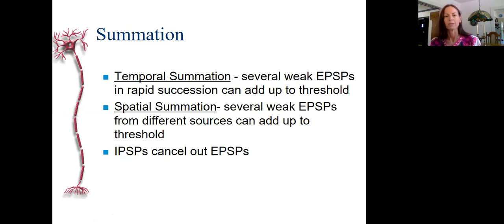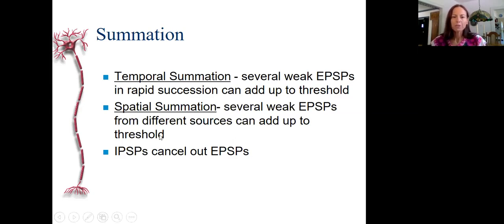And so we have EPSPs and we have IPSPs, right? And it's only EPSPs that are going to take us closer to threshold. IPSPs are going to make us more negative, they're inhibitory, and so they're going to take us further away from threshold. Well, there's a couple of different ways in which we can get to threshold using EPSPs. One of them is temporal summation, and that's when a bunch of weaker EPSPs happen very quickly, and that can add up to threshold. Or we have spatial summation, which means instead of in time, it's in space. So EPSPs coming from different sources can add up to threshold.